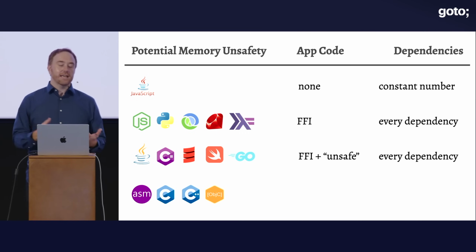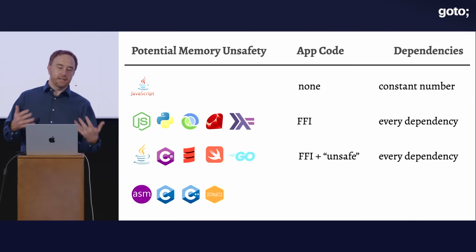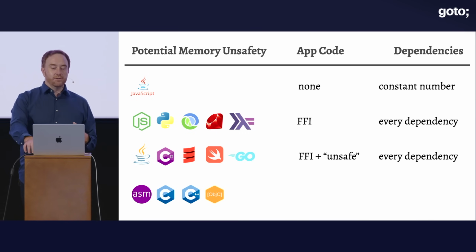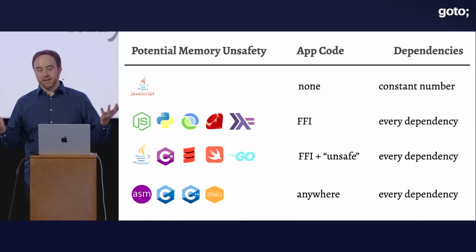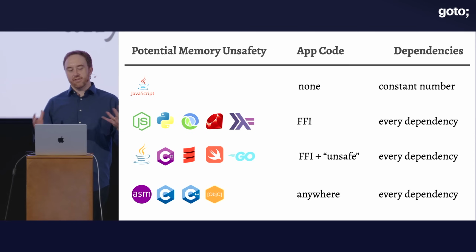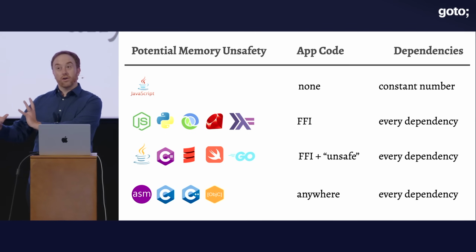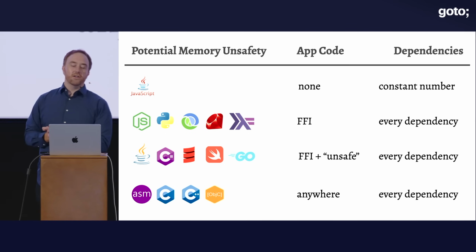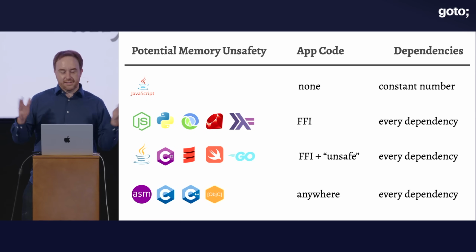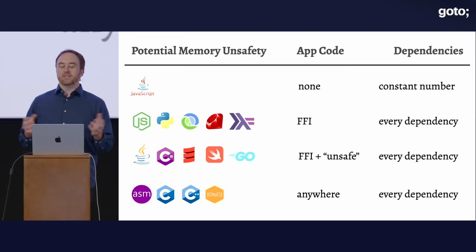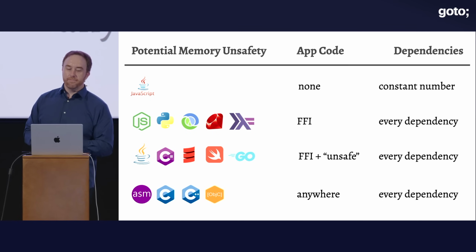And then finally, we have the last category of languages like assembly, C, C++, Objective-C, and these are languages where basically anything could potentially be unsafe. They have first class pointers and addresses, and unlike in the previous category of languages, these are not off in a corner with their use culturally discouraged. These are just used all over the place, and people can use them as much as they want, and that also includes every dependency.